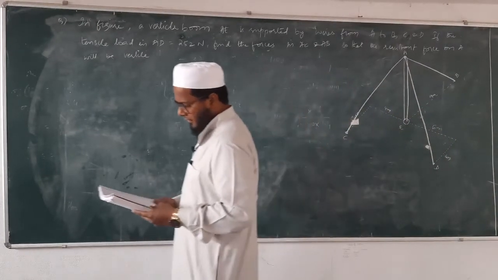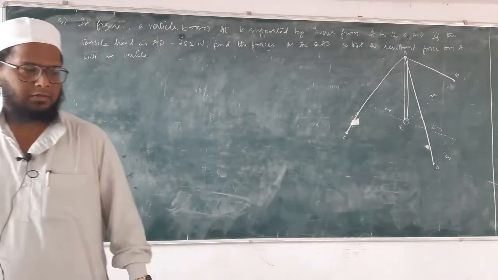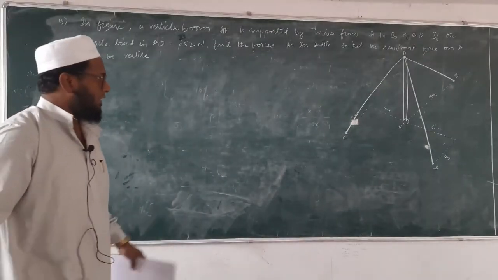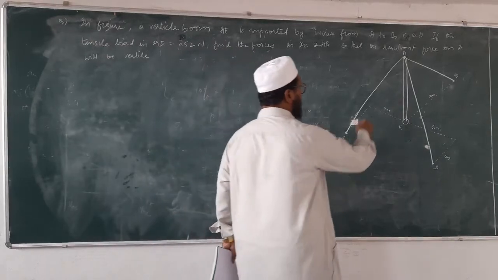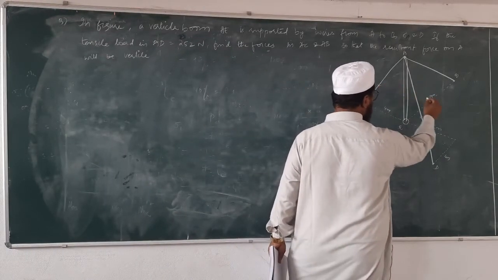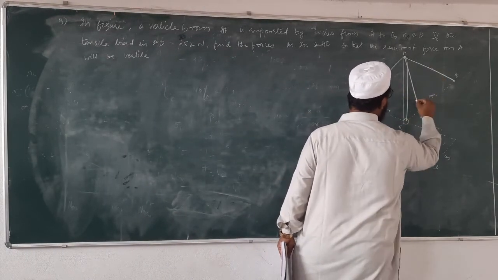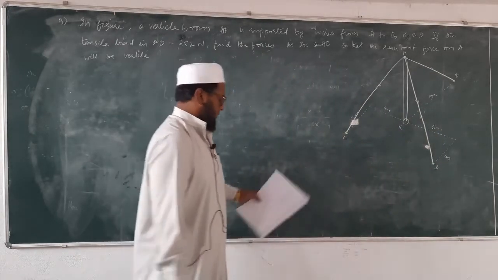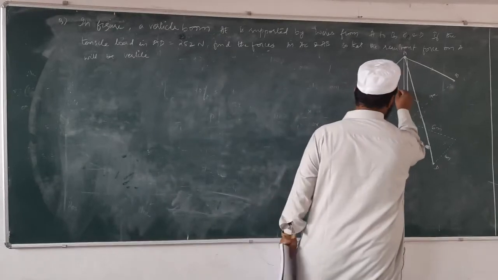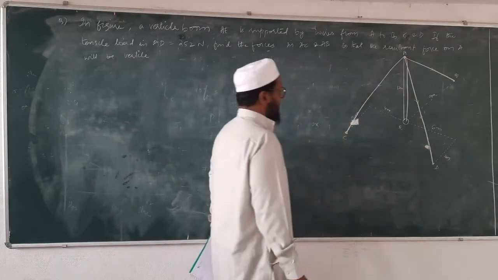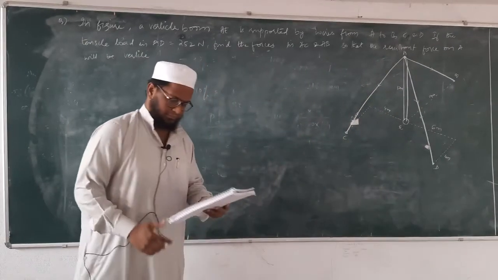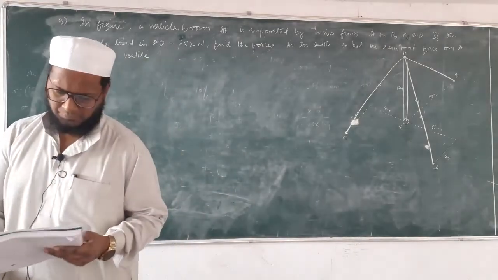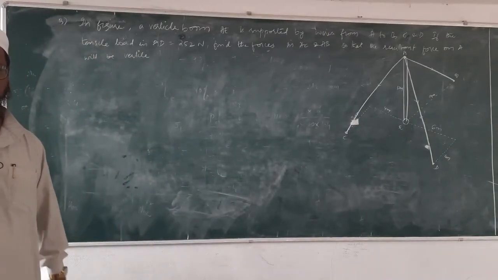Copy down this figure. This is the figure given to us and the forces are acting from A to C, A to B and A to D. This height is 12 meters. Copy down.